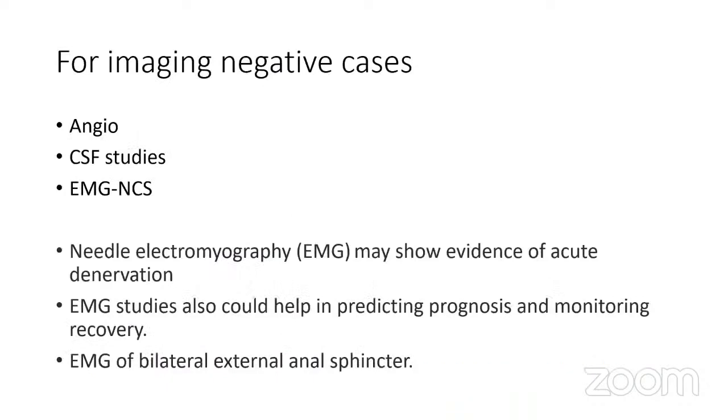For some cases who are imaging negative, that includes imaging with contrast negative, we may need to do angiographic studies because vascular causes are not uncommon. CSF studies because infection is not uncommon. And lastly, EMG NCV may be needed to confirm this. The EMG NCV shows acute denervation at multiple levels, and it also needling the bilateral external anal sphincter may help.